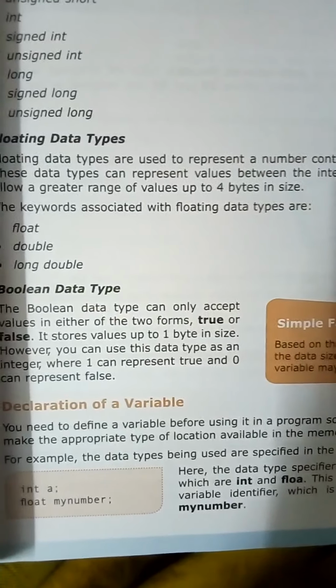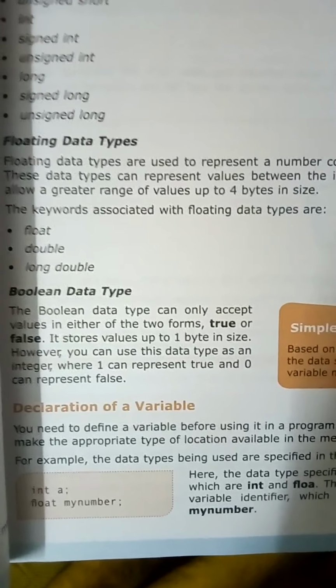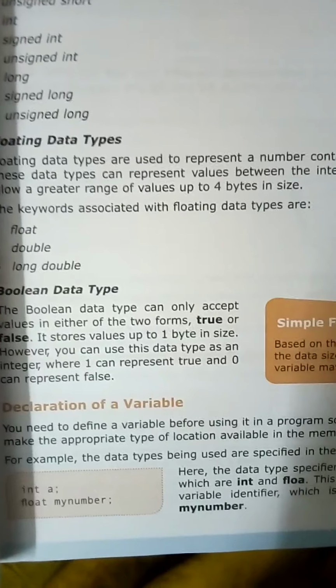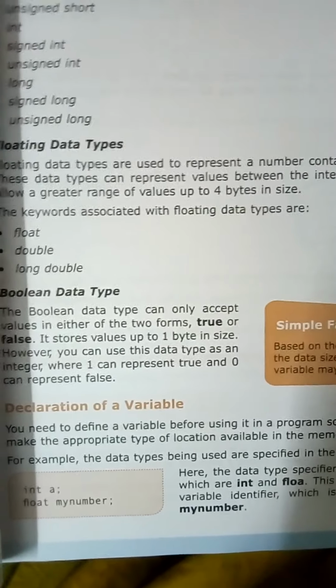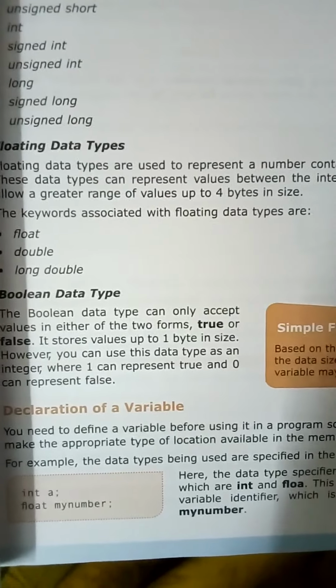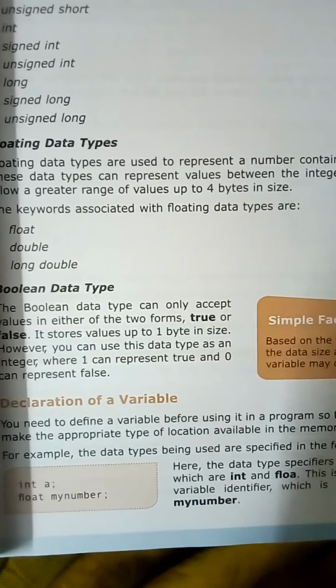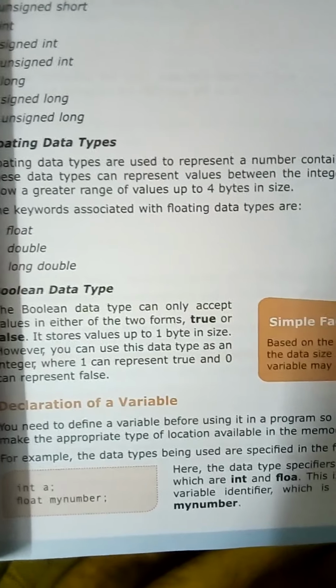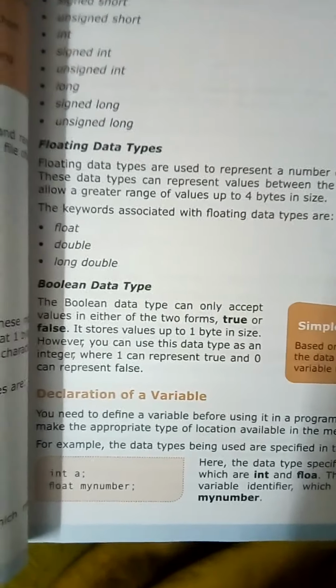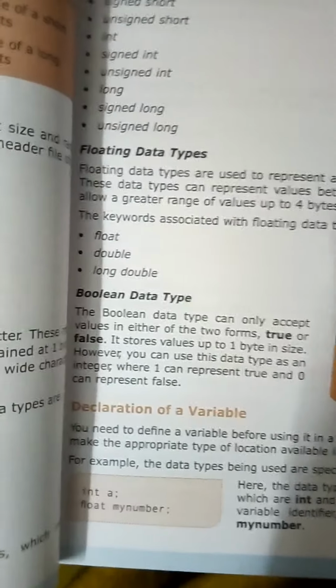Next is the Boolean data type. It can only accept true or false values, and it is 1 byte in size, like character. However, you can use this data type as an integer, where 1 represents true and 0 represents false. So this is about the Boolean data type.